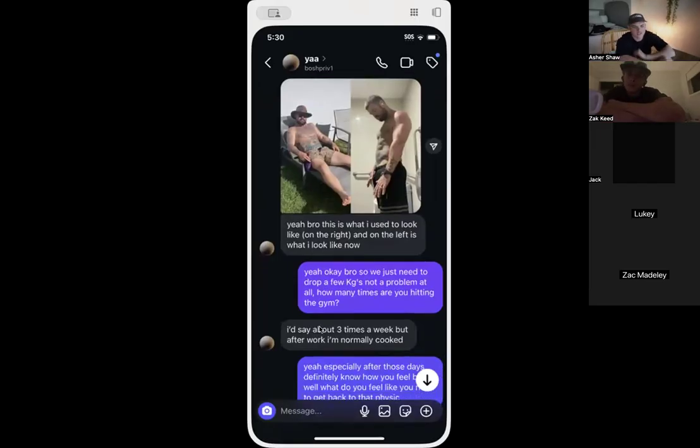So he goes, I'd say about 3 times at work, but I'm normally cooked. So he's obviously cooked after work, super tired, and 3 times a week isn't really enough. Plus, is 3 times a week at the gym really going to do anything if you're eating sausage rolls and a Red Bull in the morning? Definitely not. So that's why the transformation has gone to that.